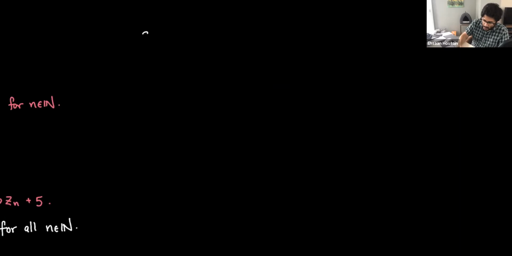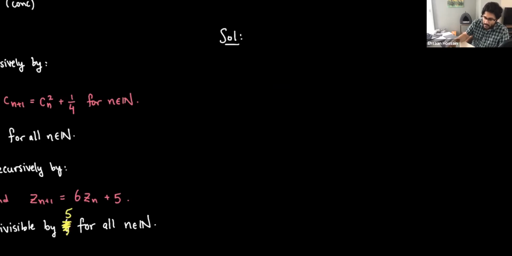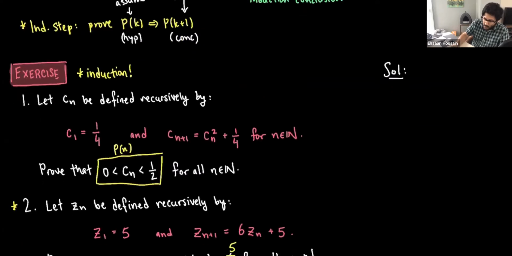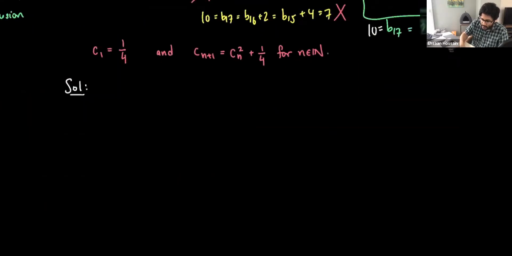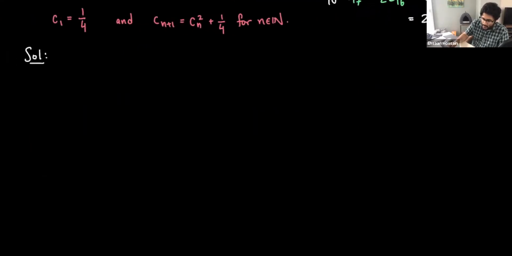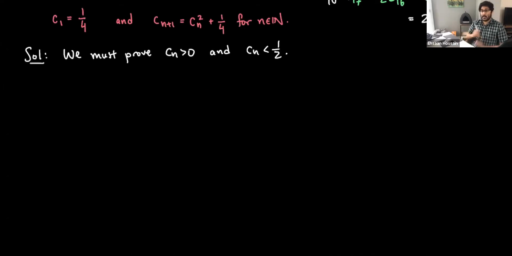So, solution. It's off the screen now, but let me copy this information down so that we can see it. I'll put it right over here. And the solution starts like this. We must prove that Cn is between 0 and 1/2. That means I have to prove that Cn is bigger than 0 and Cn is less than 1/2. So I have two things to prove in a sense, but I can prove them at once.